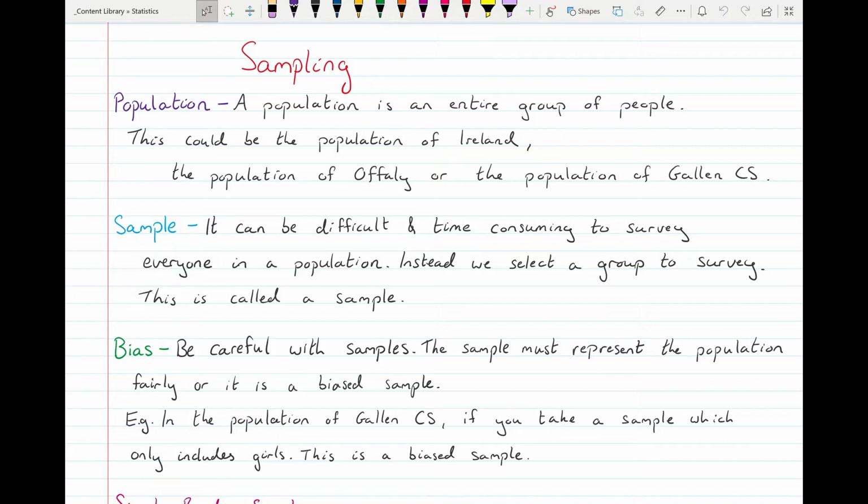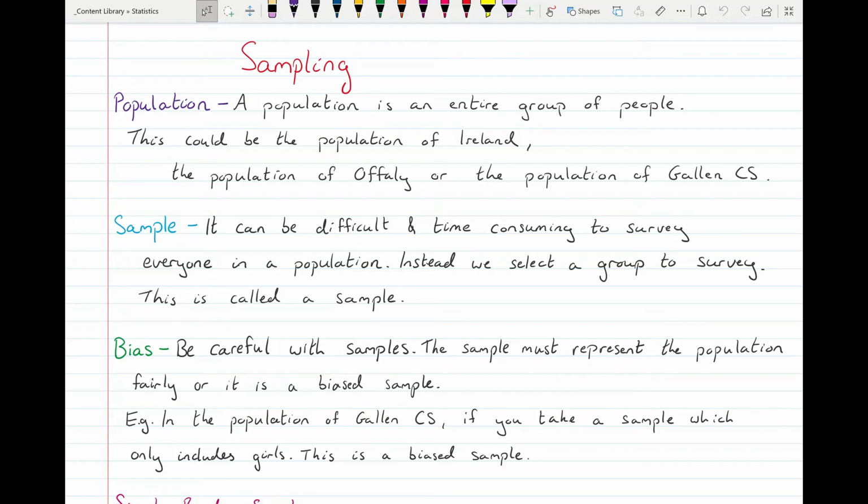When we're selecting a sample, we need to be careful about bias. The sample must represent the population fairly, or else it's a biased sample. An example of that is if we were taking the population of Gallen Community School, so everybody in the school, if you only survey the girls in the school, that's a biased sample because you haven't got any opinions from the boys in the school. So you don't know anything about their opinions, you only know about the girls' opinions. So that's not a good sample, it's a biased sample.